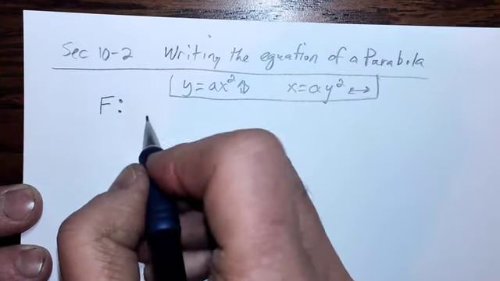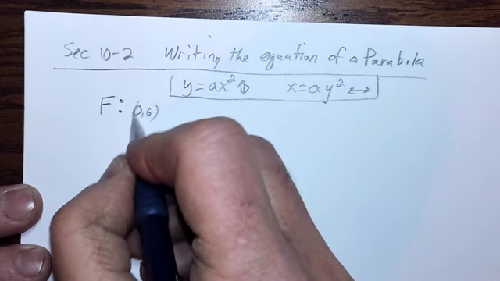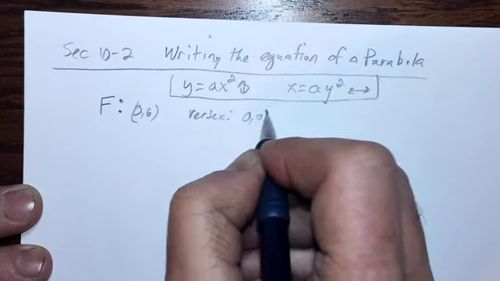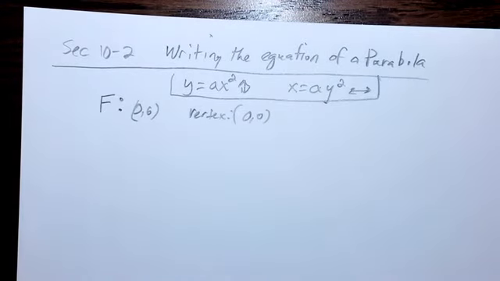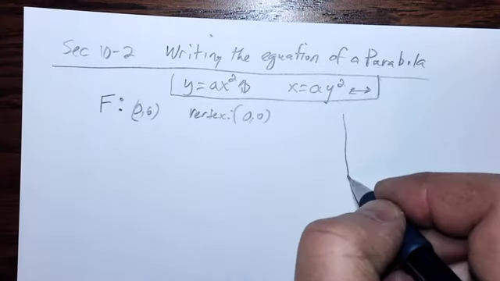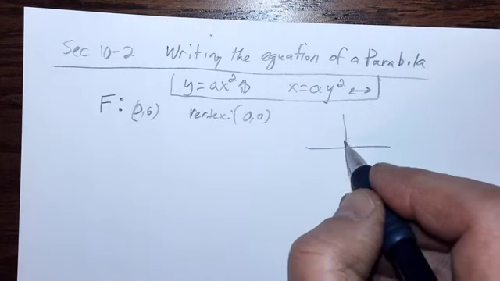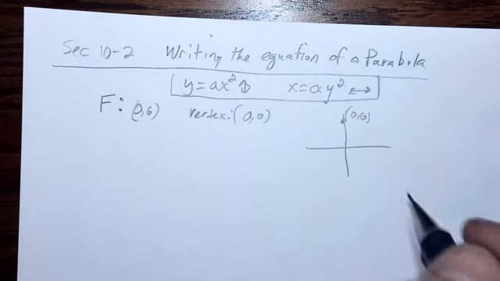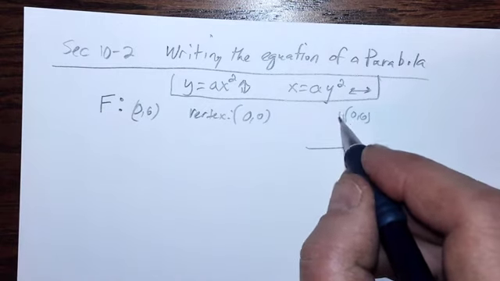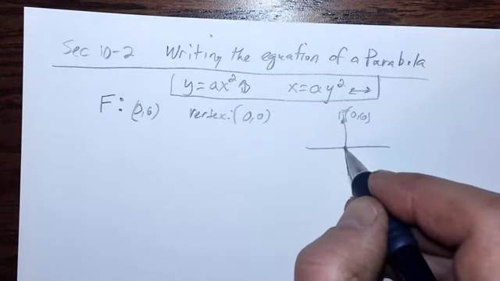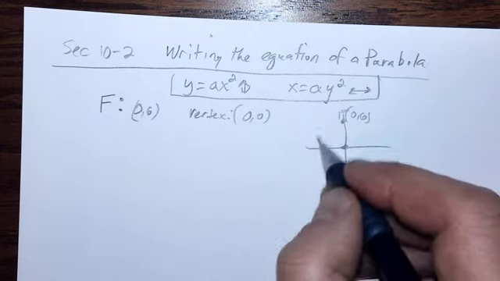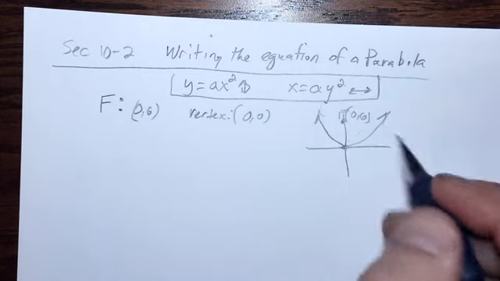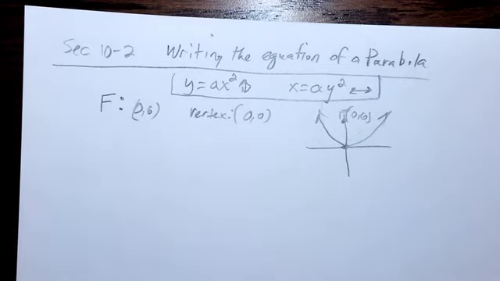Okay, so the focus is 0, 6, and let's say our vertex is 0, 0. We want to be able to write the equation of it. So let's just sketch a graph to see what's going on. 0, 6 is a point up here, right? Because that's my focus point, and the vertex is here. I know the focus point's inside the parabola, so I know my parabola goes like this somehow. I want to be able to write that equation.